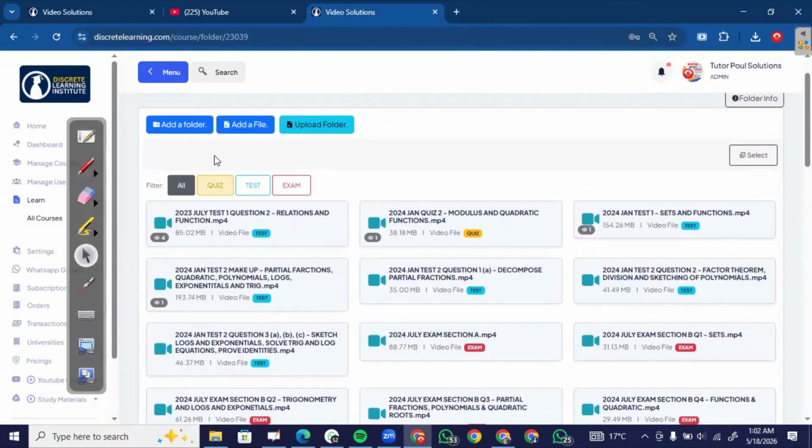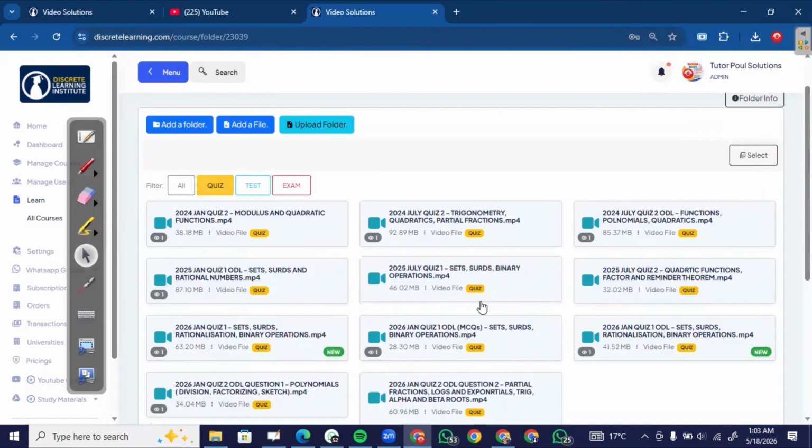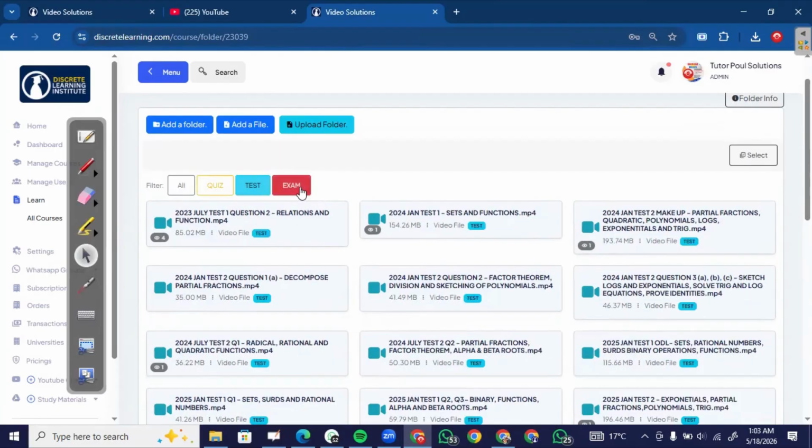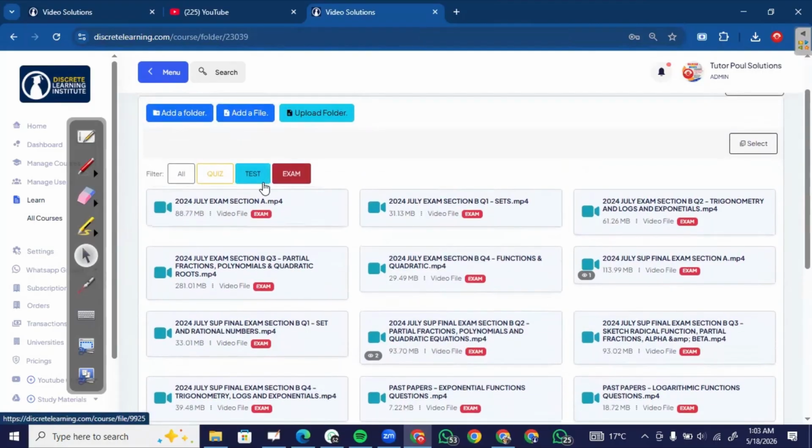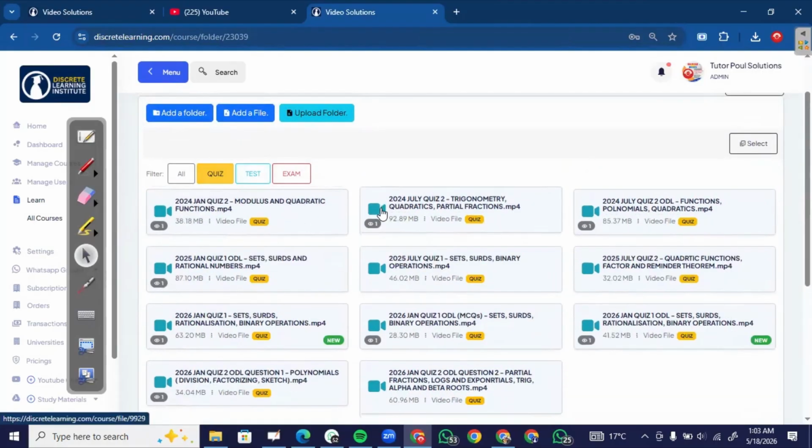And also here on top, there are these filters. So if you just want to see the papers for the past quizzes, you click there. The quizzes will appear. You can see them there. If you want the test, you click there, they will appear. If you want the exam, you click there, they will also appear. So these are just past exam videos here, tests, quiz, and it's the same in all the courses.